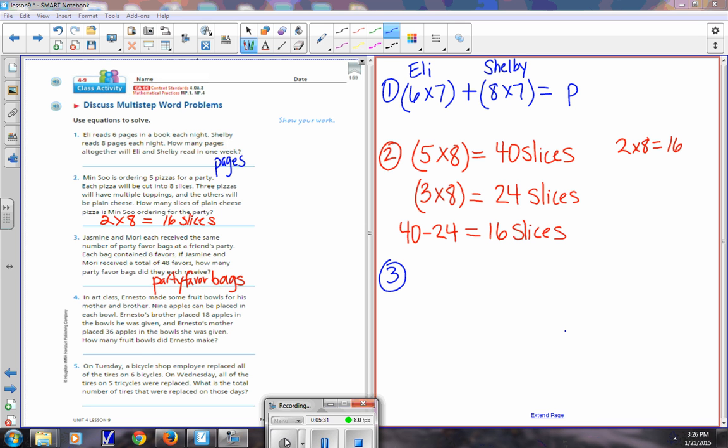Number 4. In art class, Ernesto made some fruit bowls for his mother and brother. 9 apples can be placed in each bowl. Ernesto's brother placed 18 apples in the bowls he was given, and Ernesto's mother placed 36 apples in the bowls she was given. How many fruit bowls did Ernesto make? Holy moly gajoli.